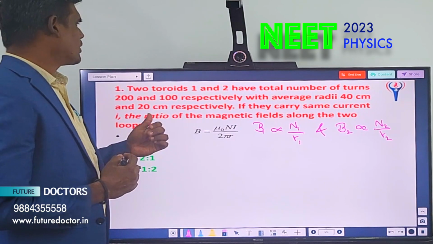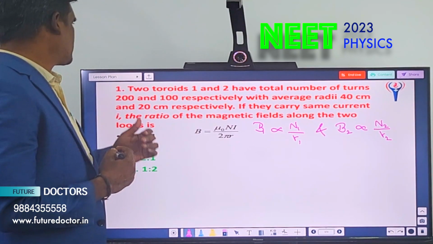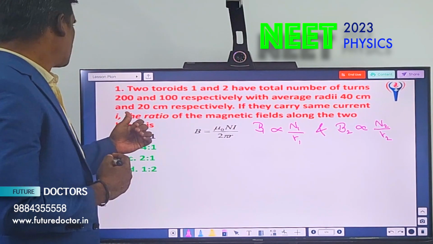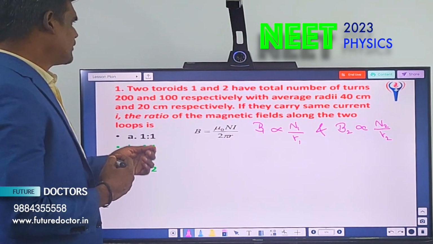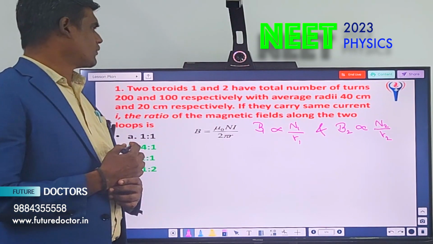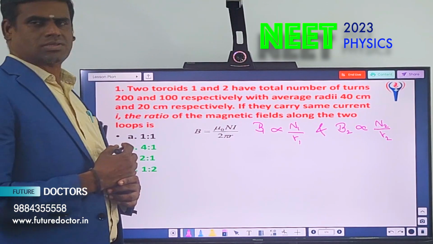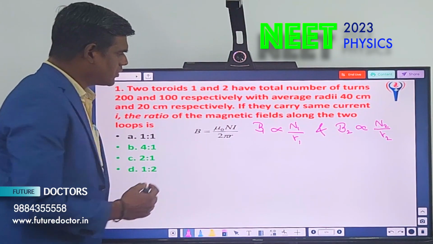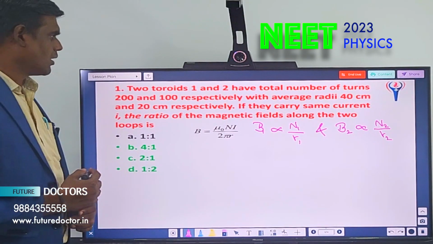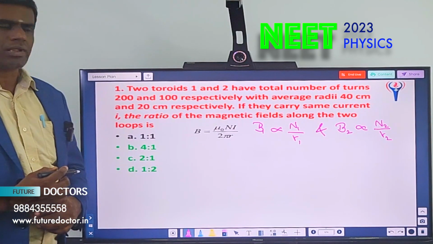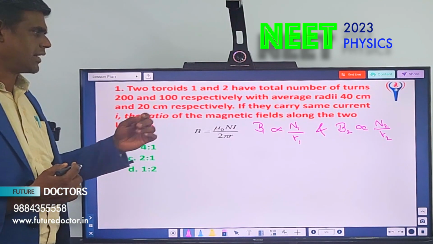Two toroids 1 and 2 have total number of turns 200 and 100 with average radii 40 cm and 20 cm. If they carry the same current I, the ratio of the magnetic field along the two loops is dash. Formula is B equal to mu naught Ni by 2 pi R. And here N and R are the only things changing, that is number of turns and radius.